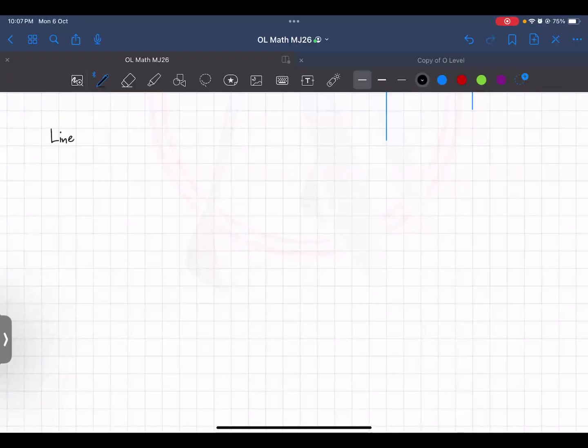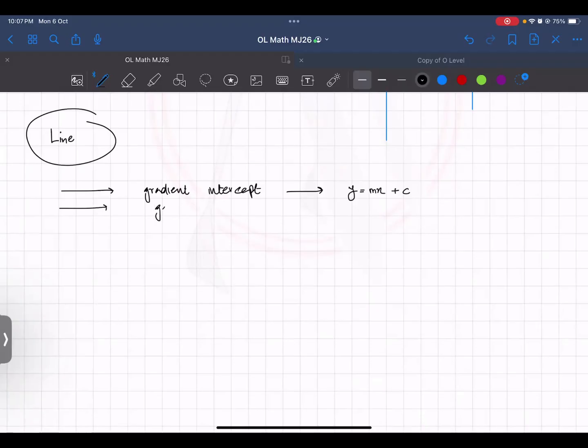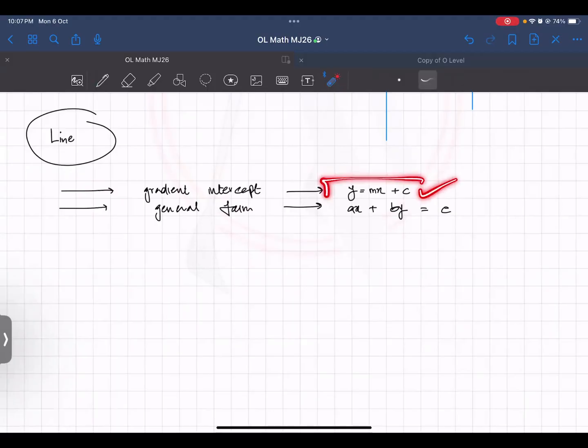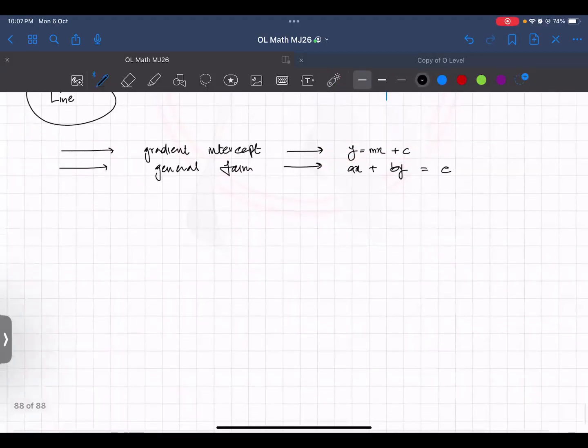Now we move on to the straight line. You have two formats of the equation of a line. You have the gradient intercept form, which is y equals mx plus c, and you have the general form, which is ax plus by equals c. Out of these two, I prefer the first one. This one is easier. Y equals mx plus c.